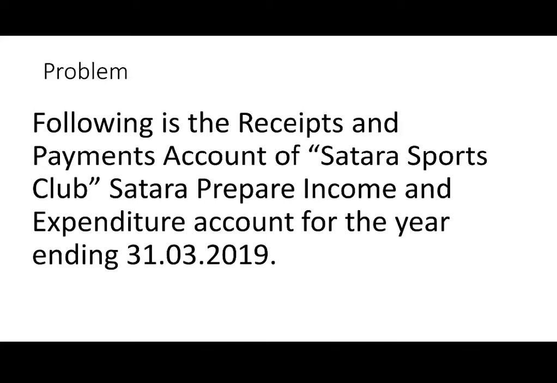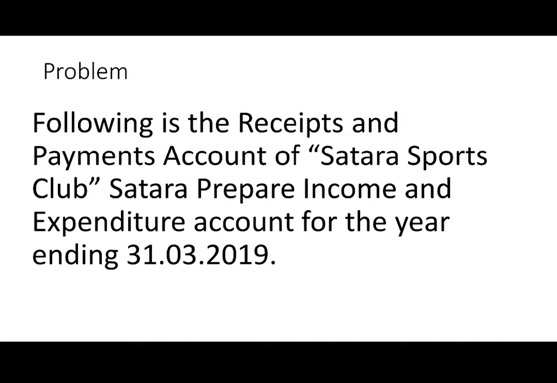The information given is the receipt and payment account of Satara Sports Club, which is in Satara. Of this sports club, the income and expenditure account is to be prepared by you for the year ending 31st March 2019. So only the income and expenditure account is to be prepared, which means there will be no balance sheet. In this problem you will prepare only the income and expenditure account. There will be no balance sheet.